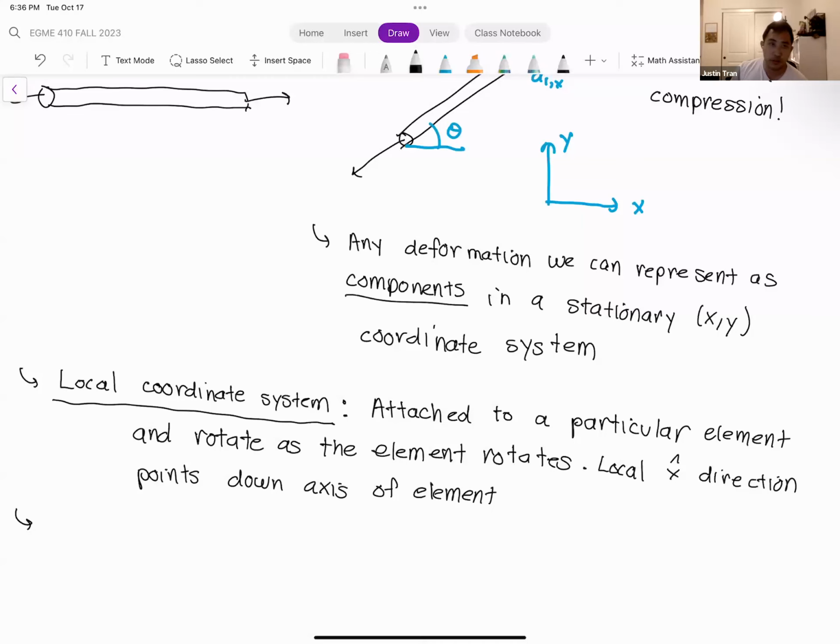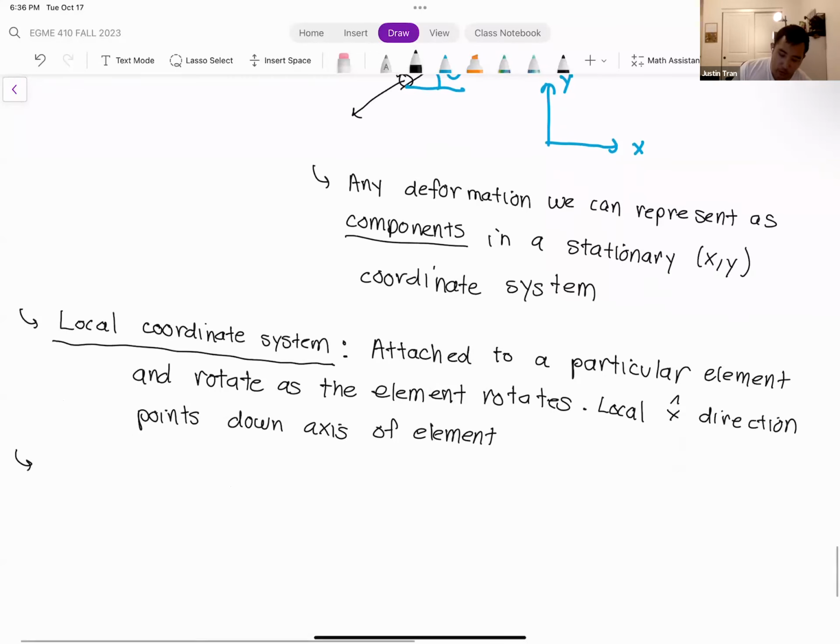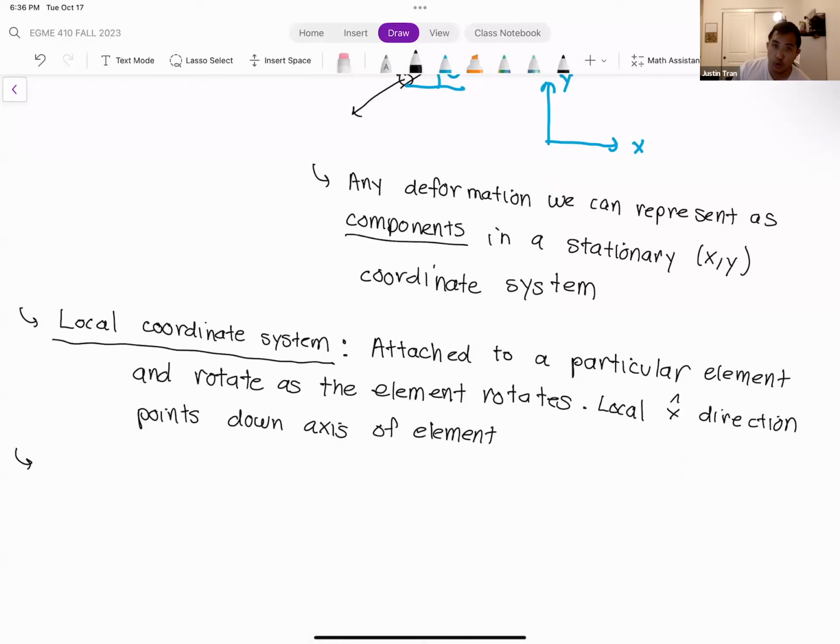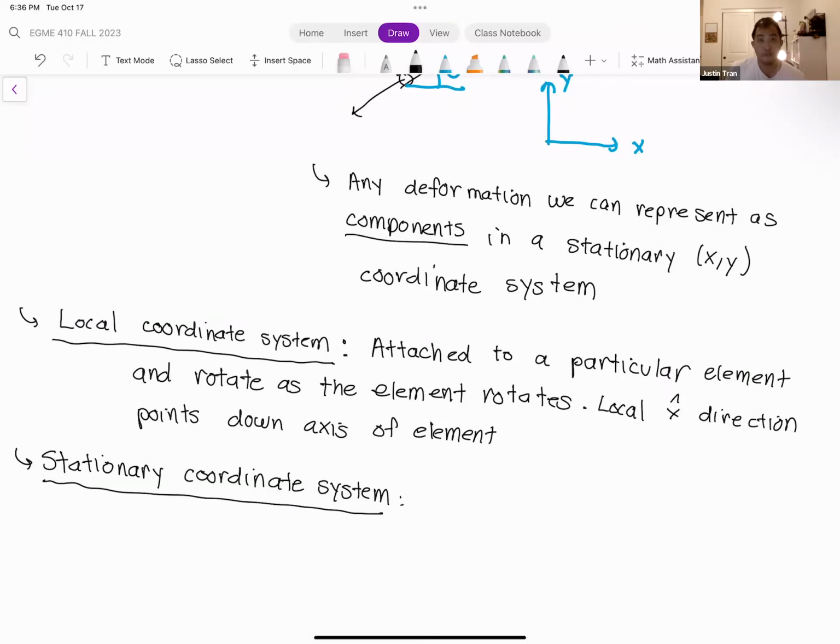I'll draw a picture to illustrate this in a second, but let me define the second coordinate system that we're going to be working with, which I call the stationary coordinate system. And so the stationary coordinate system, like its name implies, is stationary. It's not going to move. In fact, it's going to act as our global point of reference from which we're going to perform our rotations. Okay.